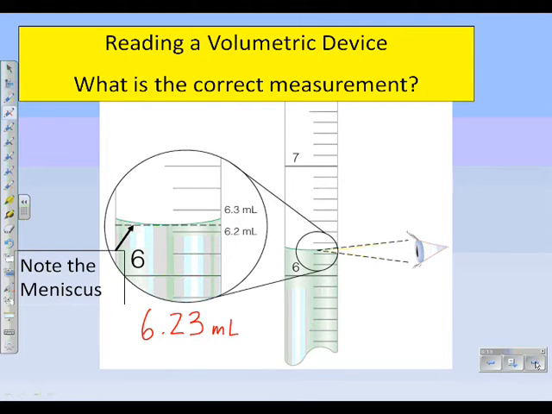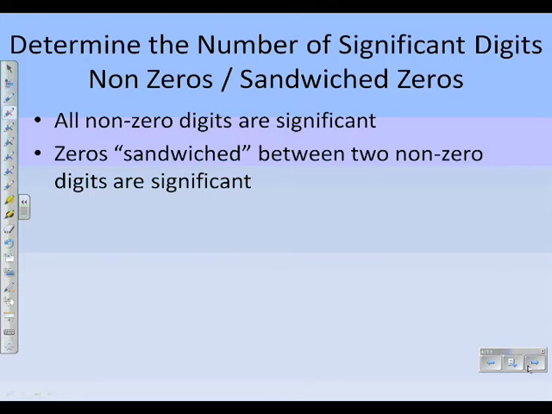So let's get to the nitty-gritty. I know that all of you have heard this at least once, probably twice, maybe even 3 times. So I'm not going to spend a whole lot of time on it, but I do want to make sure we cover it. Identifying significant digits. Which of these numbers in a measurement are significant?